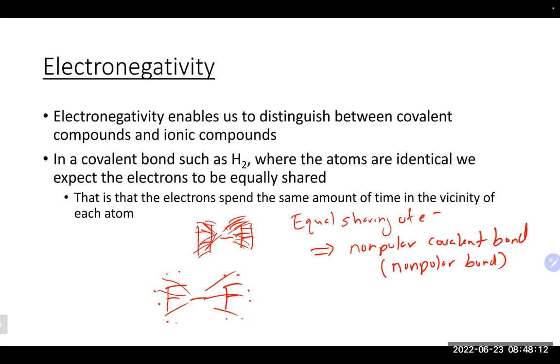So 100% of the time, if you're looking at a bond and both of the things are the same element, it should always be nonpolar, because it's basically the same force pulling on those electrons. The result of sharing the electrons equally is that it creates a neutral bond. That means there's equal distribution of those electrons. There's no side of the bond that's more positive. There's no side of the bond that's more negative. It's perfectly equally shared between them.